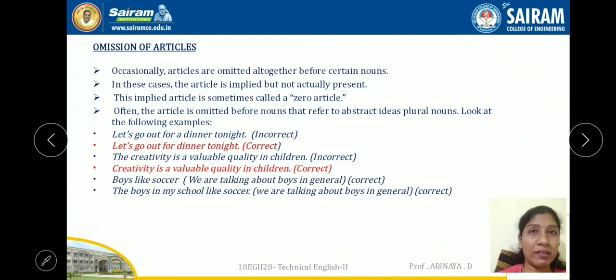Can you see creativity? Which creativity are you mentioning there? Creativity is an abstract idea, so you should not use any articles there. So, creativity is a valuable quality in children.